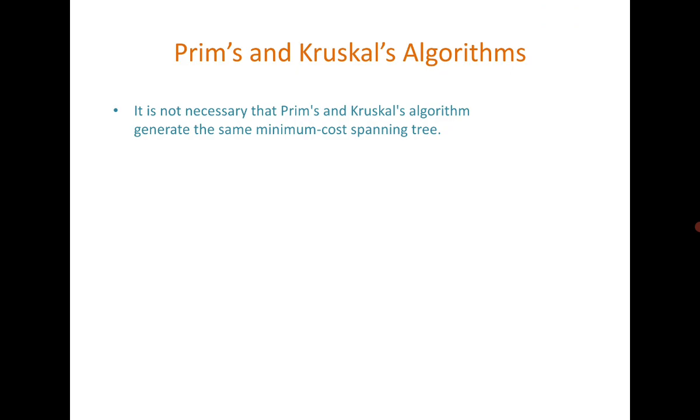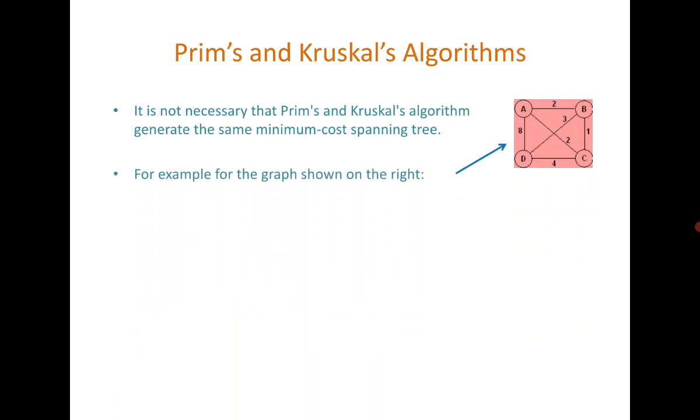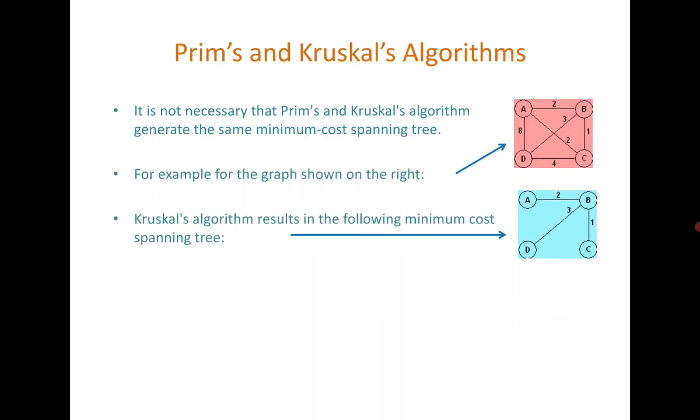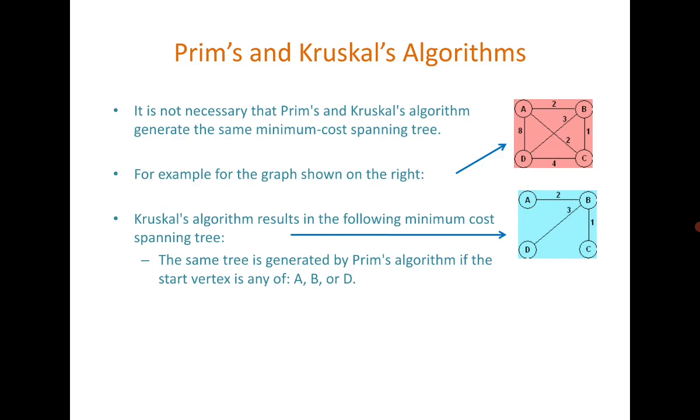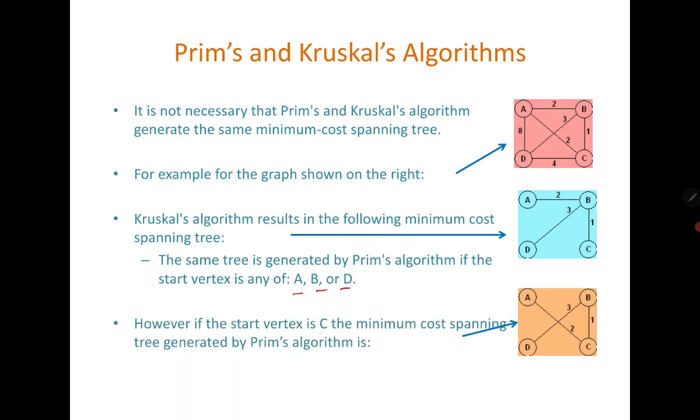So it can be easily observed that Prim's and Kruskal's algorithm may not generate the same minimum cost spanning tree. For this graph, Kruskal's algorithm is giving me the following minimum cost spanning tree. But Prim's algorithm, if it starts with A, B, D, is giving the same spanning tree. But if it starts with C, try it by yourself, then you will find that it gives me a different minimum cost spanning tree.